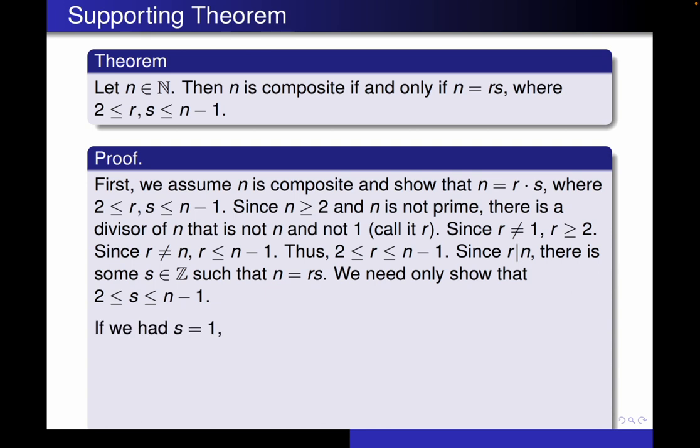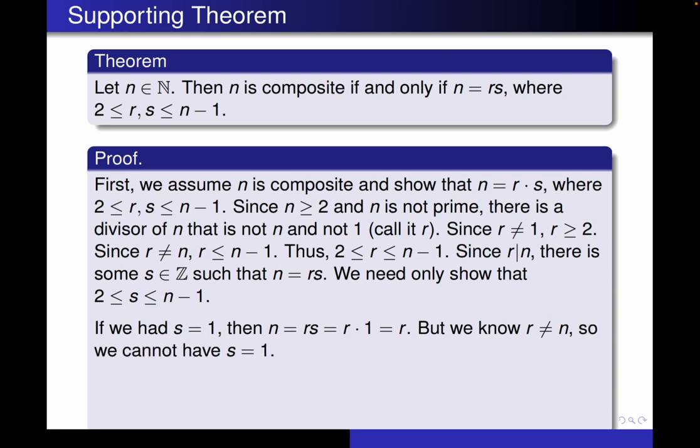So let's suppose for contradiction that we had s is equal to 1. Well, if that's the case, remember n is equal to r times s equals r times 1, and that means that n is equal to r. But we know that r is not equal to n. It can be at most n minus 1, so that's a contradiction. So we can't have s equals 1.